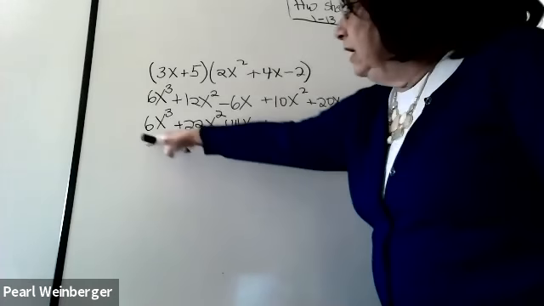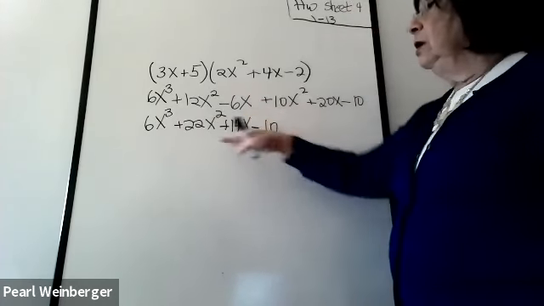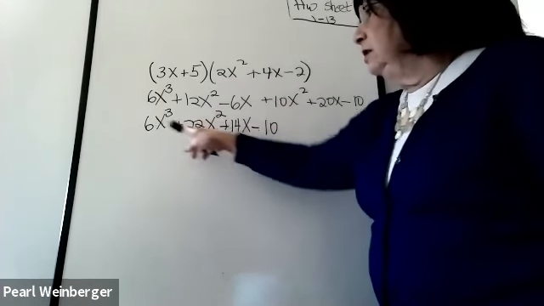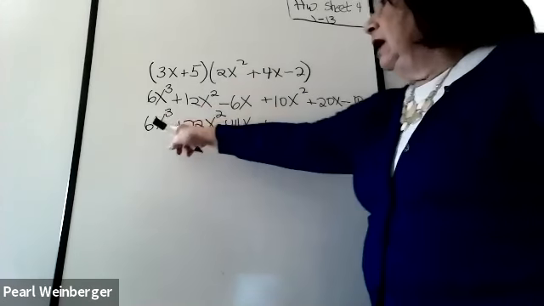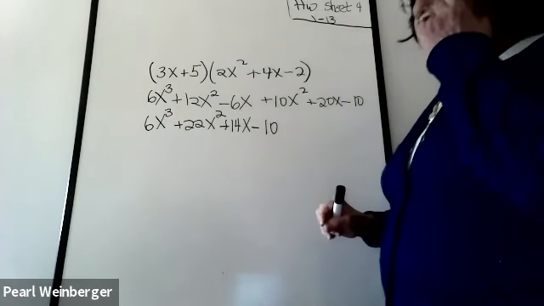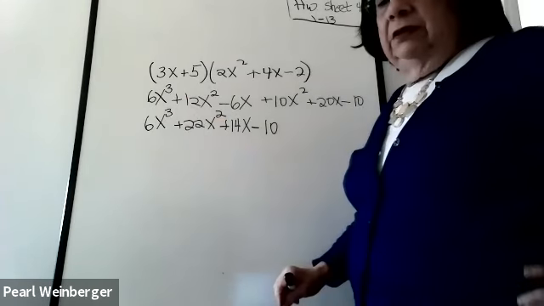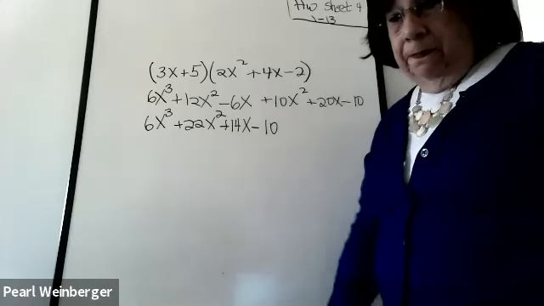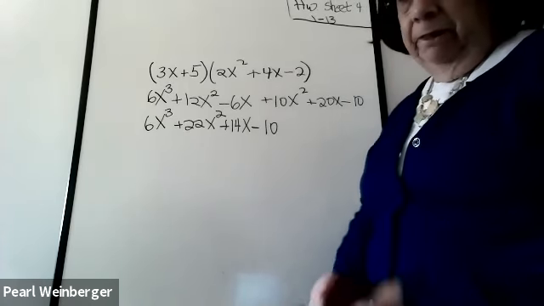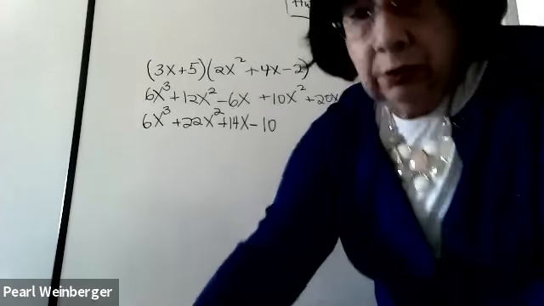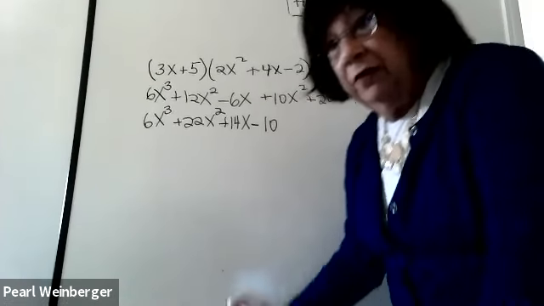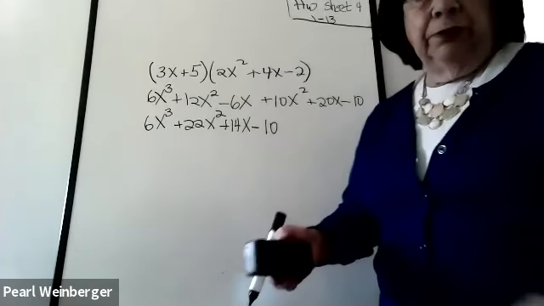Notice in the end, I end up with not 6 terms, but only 4 terms because there were like terms. And again, this is in descending order. This is a cubic polynomial, something that has a degree 3. Okay. Any question about any of these? Okay, let's do a couple of other interesting multiplications.